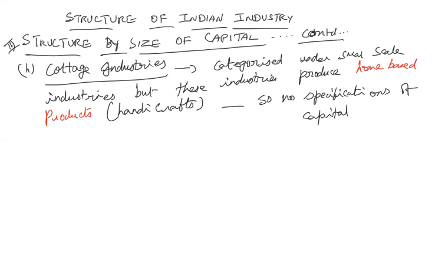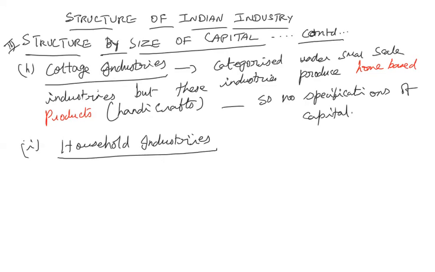And a similar type of industry is the household industries. There's not much of a difference between the cottage industries and household industries. If the cottage industries become slightly bigger, where they have to hire certain laborers, then that becomes a household industry. Cottage industry is mostly run by the family members, but if the business expands, where there is a necessity to hire laborers, then it becomes a household industry.